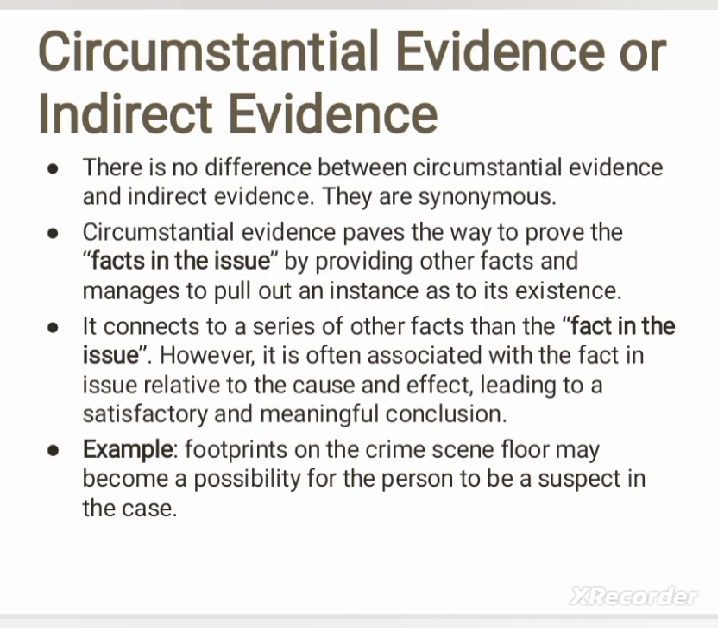Circumstantial evidence is also known as indirect evidence. For instance, suppose nobody has seen who did the murder. Now the court or the judge uses reasoning and logic to come to the conclusion by cross-checking all the evidence that is available to him. For example, footprints on the crime scene floor may become a possibility for the person to be a suspect in a case.